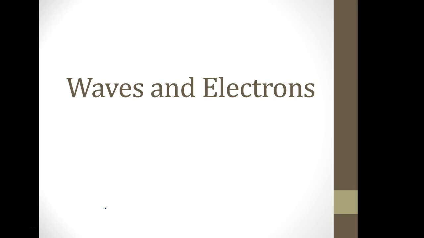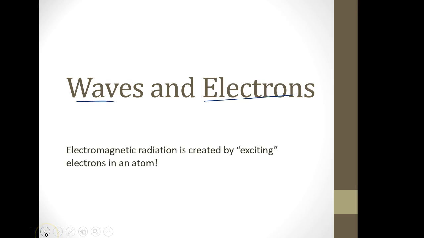Okay, so why do we learn all this stuff about waves? I mean, after all, it technically falls into the physics category, but the reason we did is because waves and electrons have a lot in common, and electrons technically fall in the chemistry range. So electromagnetic radiation, all those waves that we saw, are created by exciting electrons in an atom.